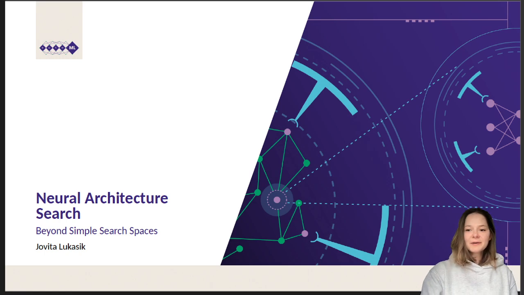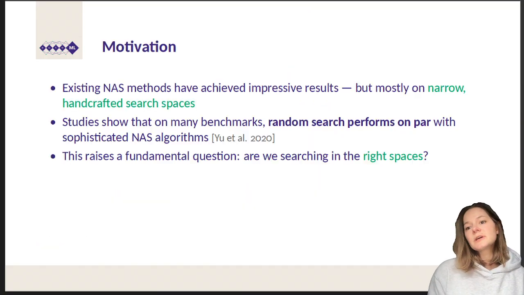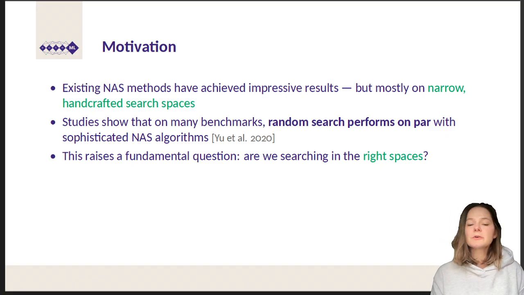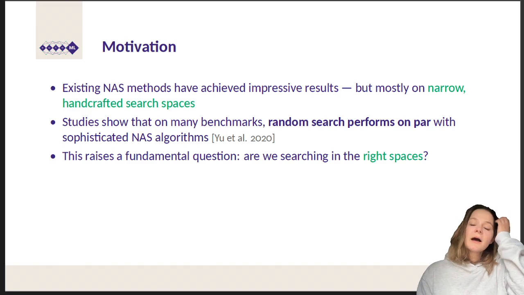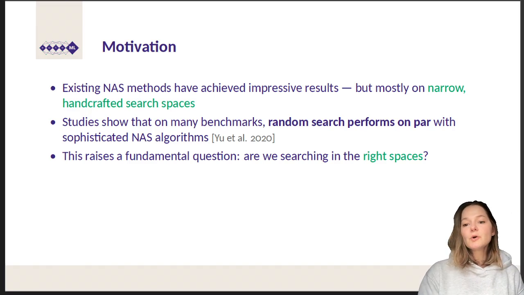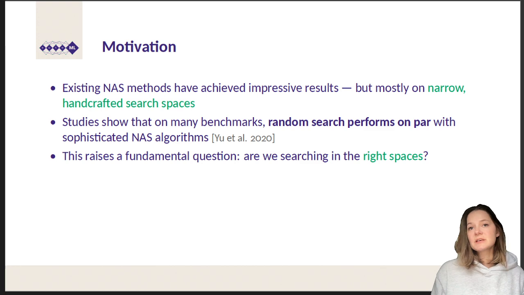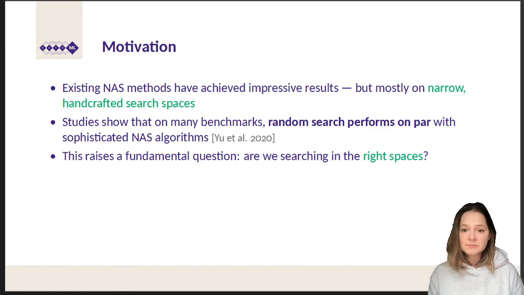Hello and welcome back to today's AutoML lecture on neural architecture search, with the focus on going beyond simple search spaces. The motivation for today's lecture is that existing NAS methods have achieved impressive results, which we talked about in the last videos, however, mostly on narrow and handcrafted search spaces. There exist some studies which show that on many benchmarks, random search performs on par with sophisticated NAS algorithms such as Bayesian optimization and evolutionary algorithms.